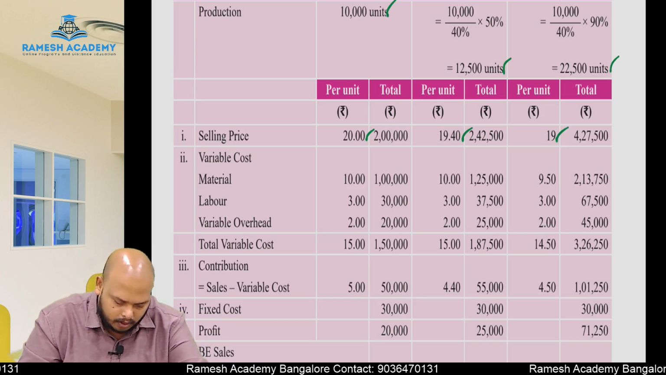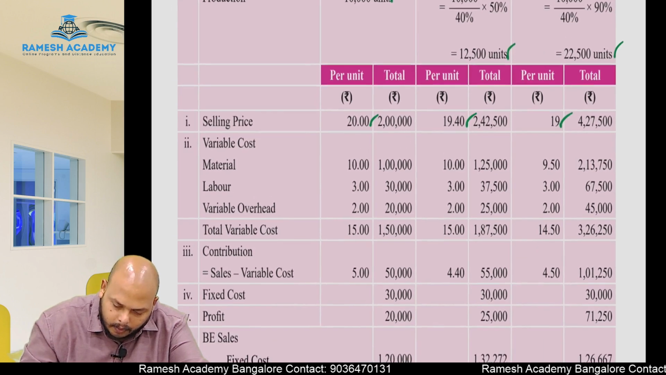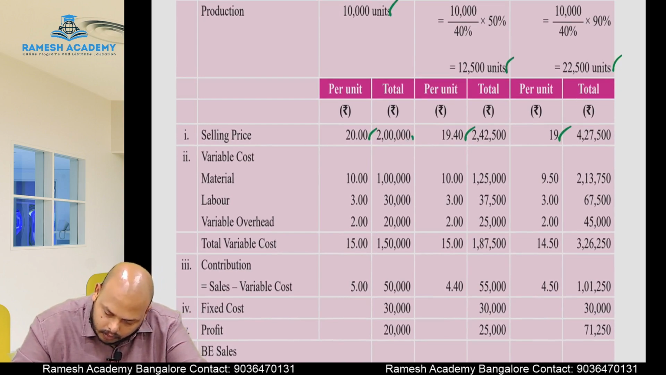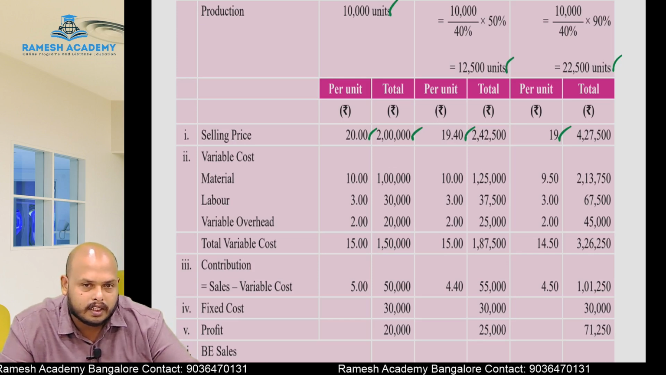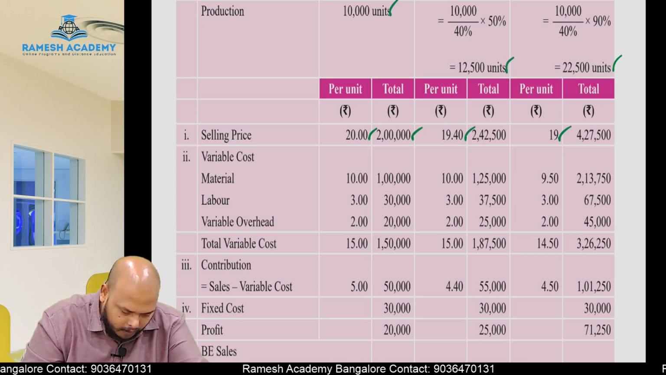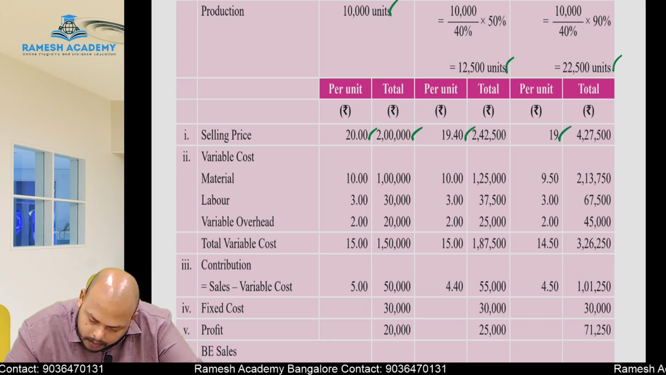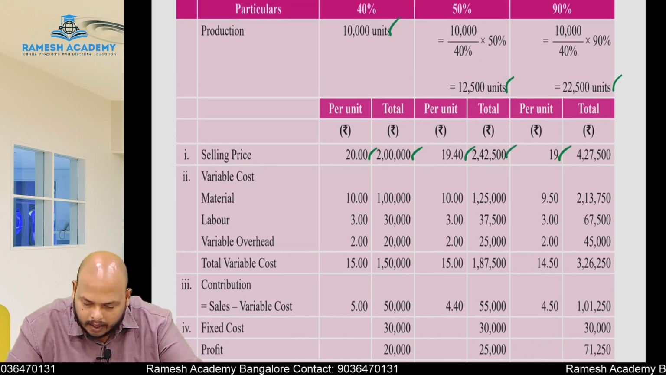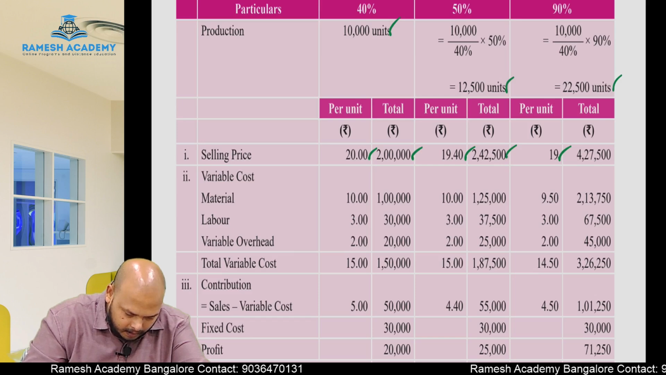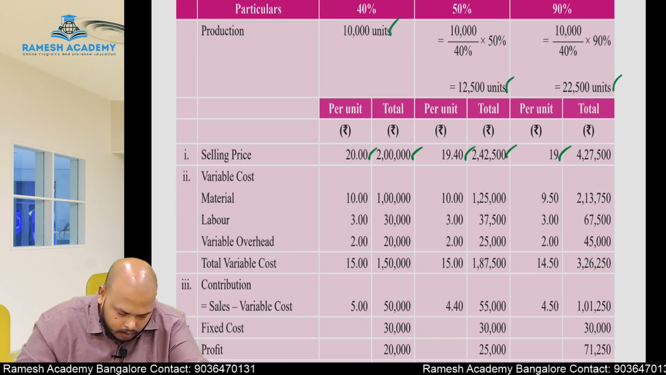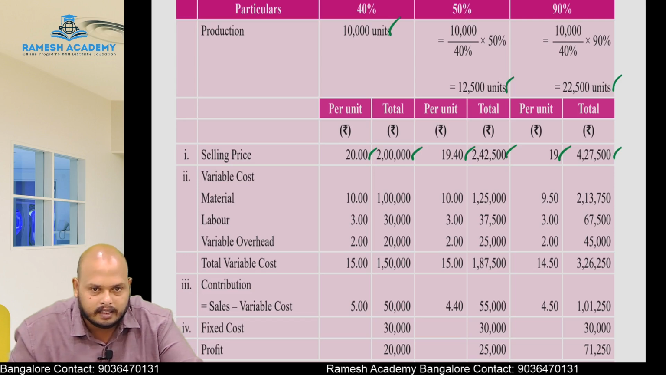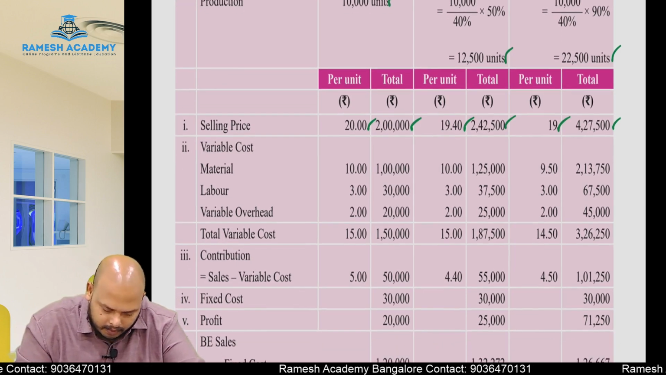Okay. 20 into how many units? At 40%, 20 into 10,000. That is nothing but sales, 2 lakhs. Next, 12,500 into 19.4, that is nothing but 2,42,500. Next, at 90%, 22,500 into 19. That is nothing but 4,27,500. That is the sales. Got it, everyone? Minus variable cost.